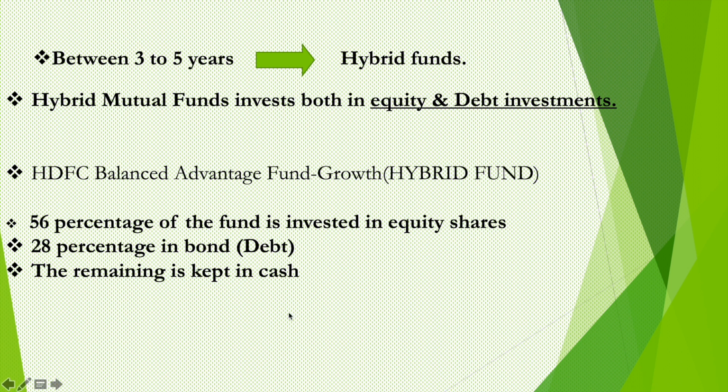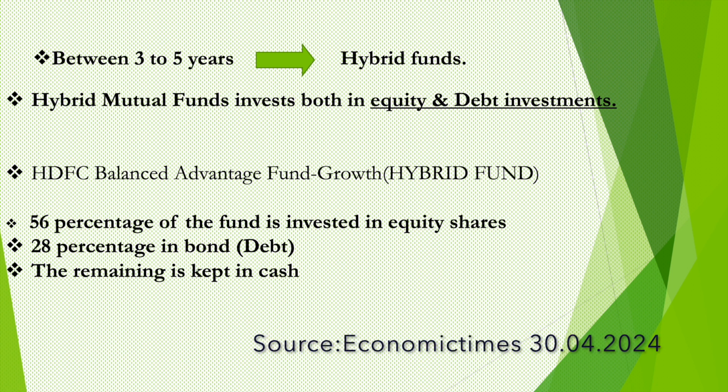Next, if your investment period is between 3 to 5 years, then you can consider hybrid mutual funds which invest both in equity and bonds. Let's look at HDFC Balanced Advantage Fund Growth scheme under hybrid schemes. Nearly 56% of the fund is invested in equity shares, 28% in bonds, and the remaining is kept in cash. Next, let's move on.